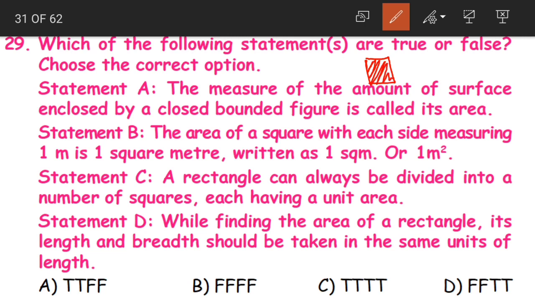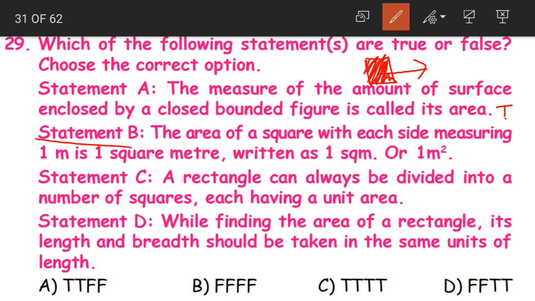Now this is called area. They are saying that this amount of surface is called area. Is this true? Yes, it is called area. We use the formula for area to calculate the amount of surface. So statement A is true.